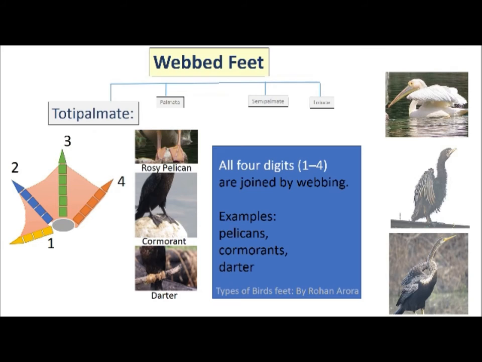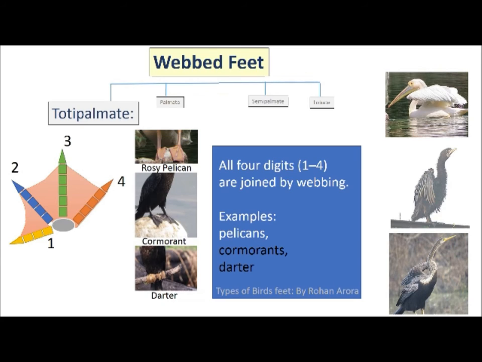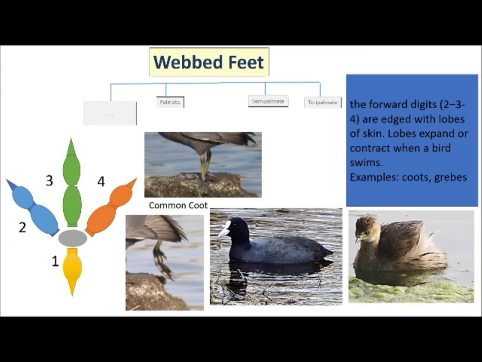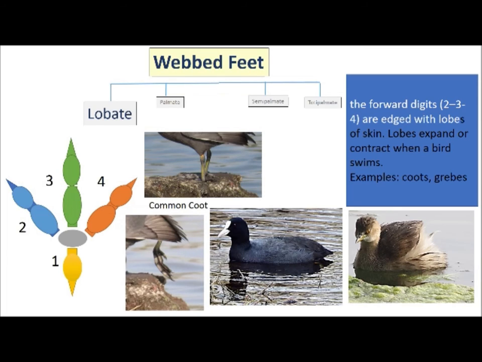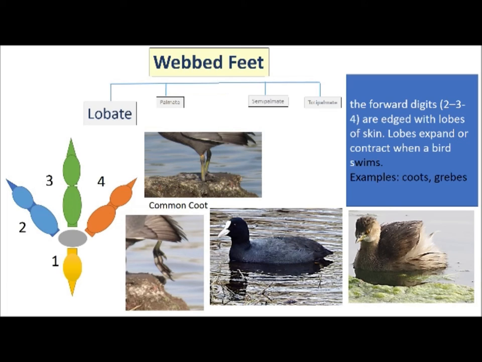Another type of webbed feet is totipalmate. In this arrangement, all 4 digits are joined by webbing. Examples are pelicans, cormorants, and darters. Lobate is yet another type of webbed feet, in which the forward digits marked as 2, 3, and 4 are edged with lobes of skin. The lobes expand or contract when a bird swims. Examples are coots and grebes.